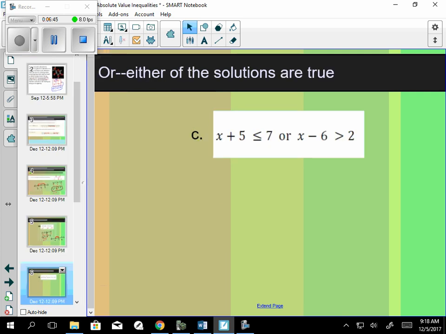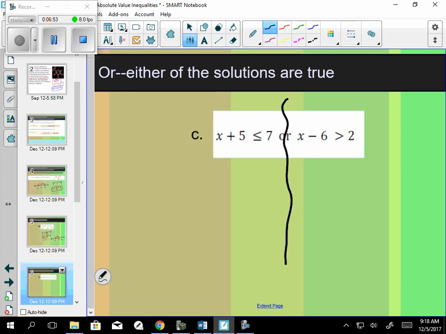Okay. This one's not a compound inequality because it's not together. There's this word "or" in between. If you see that word "or" in between, it's really like you're just solving two separate inequalities here, and then we're going to graph them on the same number line. So do like you'd normally do with algebra.